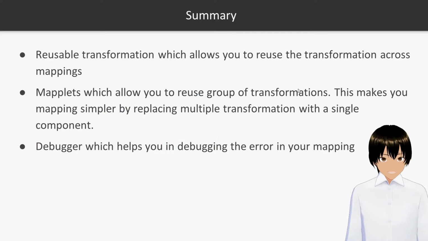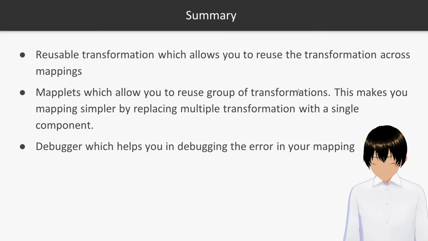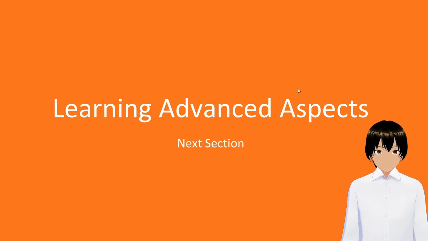To summarize, we discussed the reusable transformation, which allows you to reuse the transformation across the mappings. Then we spoke about the maplets, which you may like to study carefully because they are going to be used a lot. We also discussed debugging errors in your mapping. In the next section, we'll talk about learning advanced aspects of target load plan.